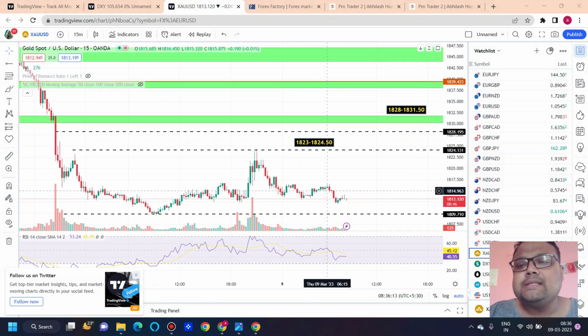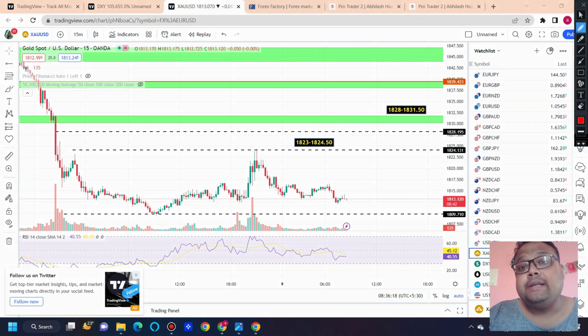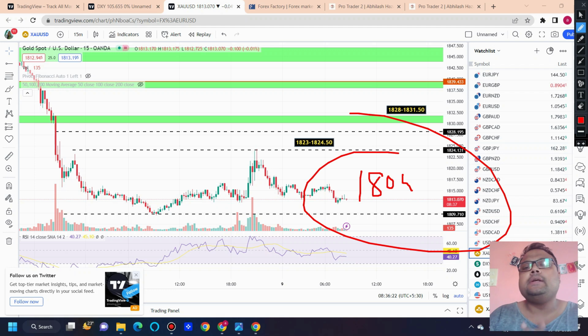And if the market breaks the 1809 level, you can take a sell around 1808. The next support will be 1804. Actually, to be honest, 1804 to 1809 is a whole support zone in the market.